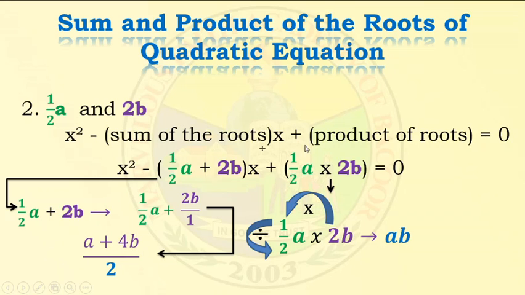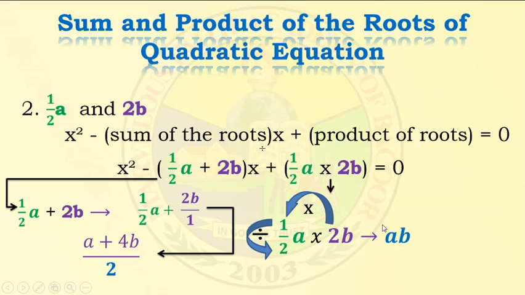Then next, para naman sa product, 1/2 a times 2b. Okay, so kung napapansin nyo, meron akong arrow na nilagay. Ayan, okay. So itong arrow na to is i-multiply muna natin yung 2 sa ating numerator na 1. Okay, so kaya meron siyang operation na times. Okay, so 2 times 1, the answer is 2. And then yung arrow down naman is i-divide natin. So 2 times 1, the answer is 2. Divide by 2, the answer is 1.